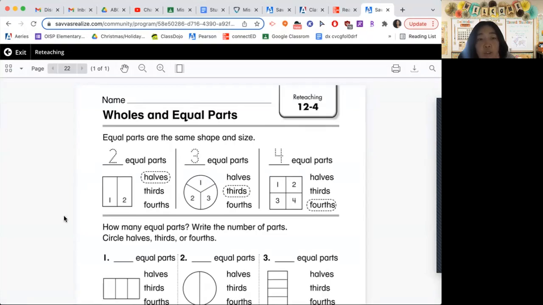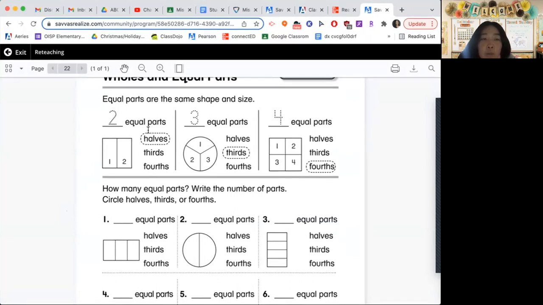Equal parts are the same shape and size. So this square, imagine this as a chocolate bar. If you cut it in half, they would be considered halves, and there are 2 equal parts. Here's a circle. Think of this as a pizza, and you're sharing it with 3 people. So you cut it into thirds and you'll have 3 equal parts. Here is another chocolate bar and you want to share it with 4 people. So you cut it into fourths and you have 4 equal parts.